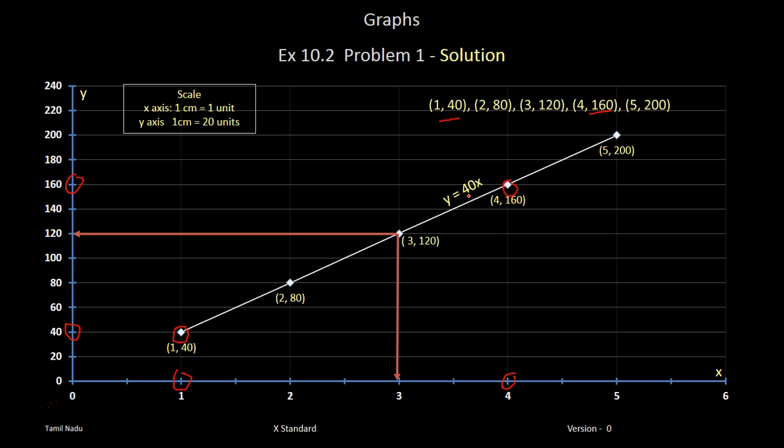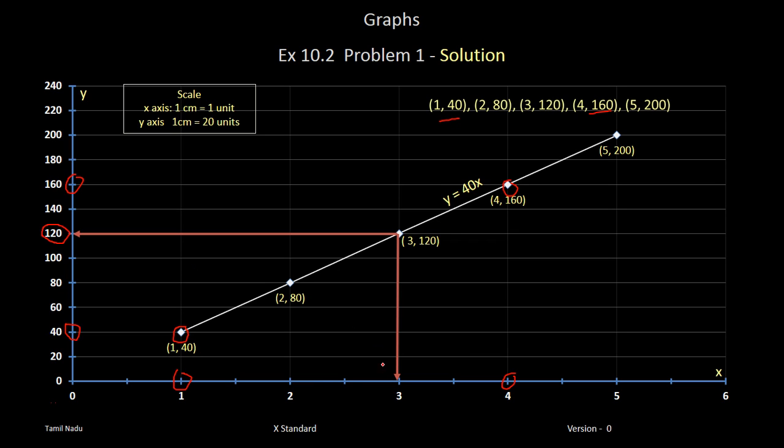Now what have they asked? They asked us to find the value when the time is 3 hours. So from 3 hours, draw a line to intersect the straight line, and from there draw a horizontal line. So that leads to 120. So in 3 hours, the distance is y, right? The distance traveled is 120 kilometers.